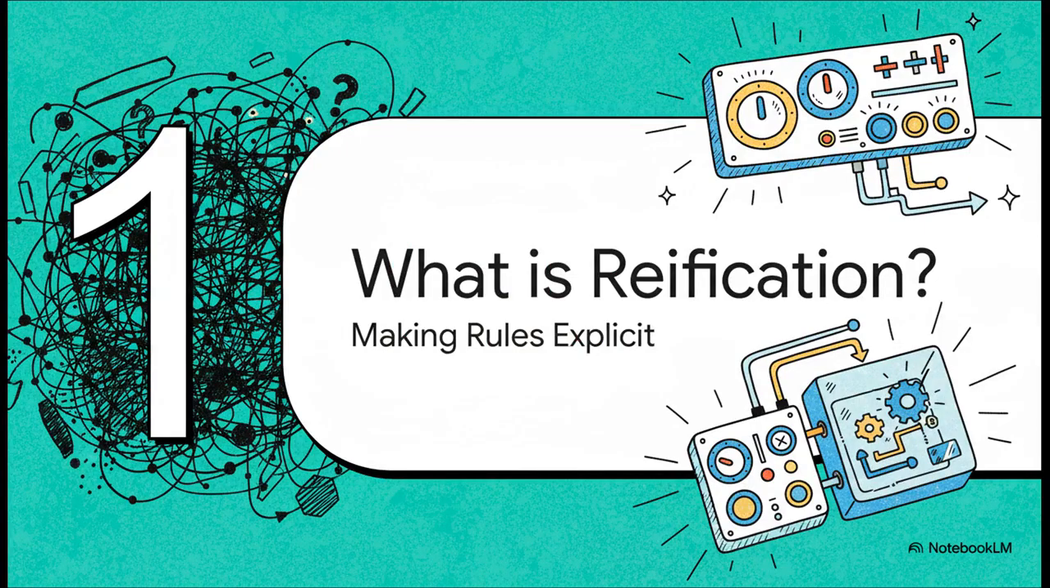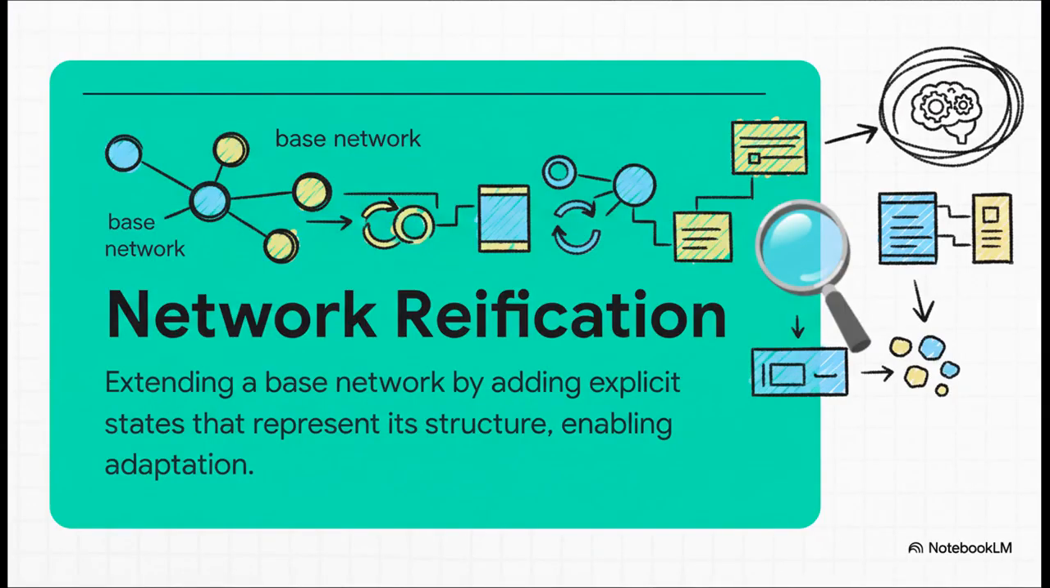So what is network reification exactly? Well, at its heart, it's about taking all the hidden, complex rules a system uses for learning and making them explicit. It's kind of like popping the hood on a machine. But instead of a confusing mess of wires, you find a control panel that the machine itself can use to tweak its own performance.